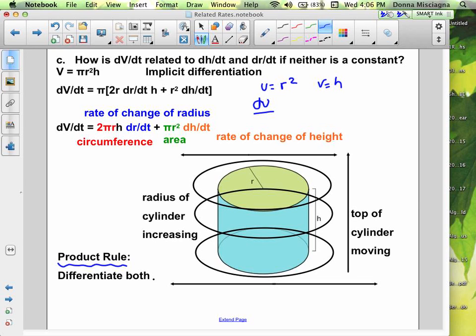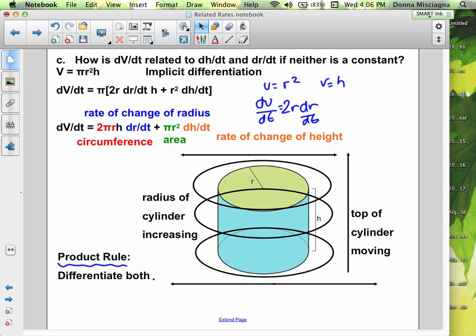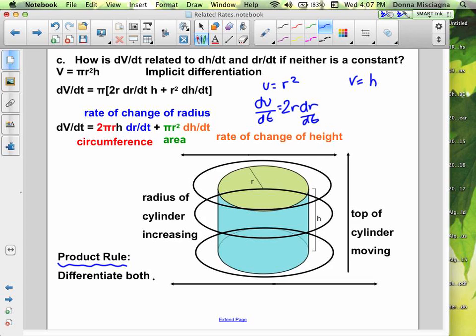The derivative du/dt is going to be, we take the derivative of r squared, 2r, but then we have to take the derivative of r with respect to time. So that's dr/dt. We have to do the same thing. Oops, I was hoping to separate them. They're a little close. Let me just move that over a little bit. All right, so v equals h. Now we have to take the derivative of that. The derivative of h is just dh/dt.